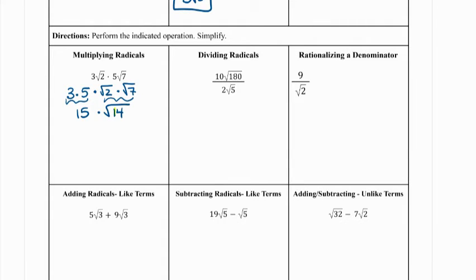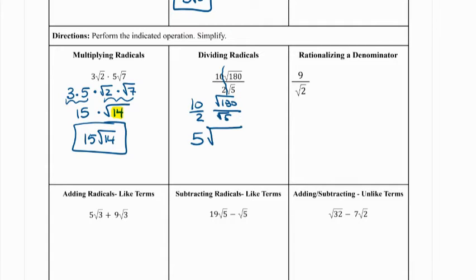We want to make sure that once we do this multiplication that this number cannot be simplified. As long as it can't, then that will be our final answer, 15 times the square root of 14. Dividing will work the same way. We want to think of it kind of as two different problems. We'll have the 10 divided by the 2 and the square root of 180 divided by the square root of 5. So 10 divided by 2 gives us 5. And the square root of 180 divided by 5 is the square root of 36. The square root of 36 is a perfect square, so that will be 5 times 6, and we can simplify that to 30.